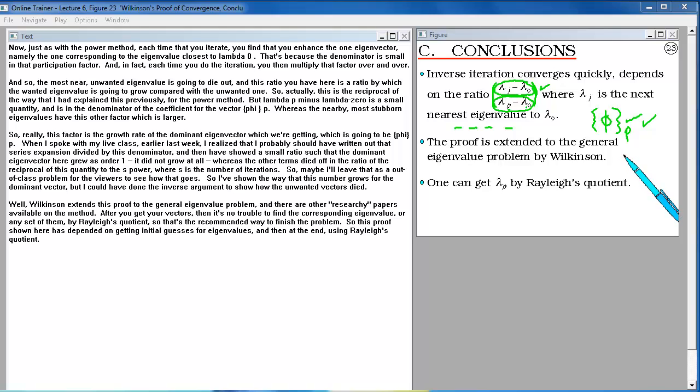Well, Wilkinson extends this proof to the general eigenvalue problem, and there are other researchy papers available on the method. After you get your vectors, then it's no trouble to find the corresponding eigenvalue or any set of them by Rayleigh's quotient. So that's the recommended way to finish the problem. So this proof shown here has depended on getting initial guesses for eigenvalues and then at the end using Rayleigh's quotient.